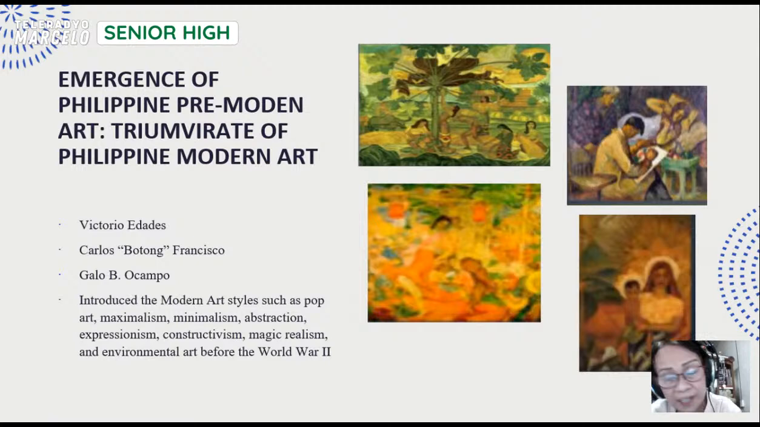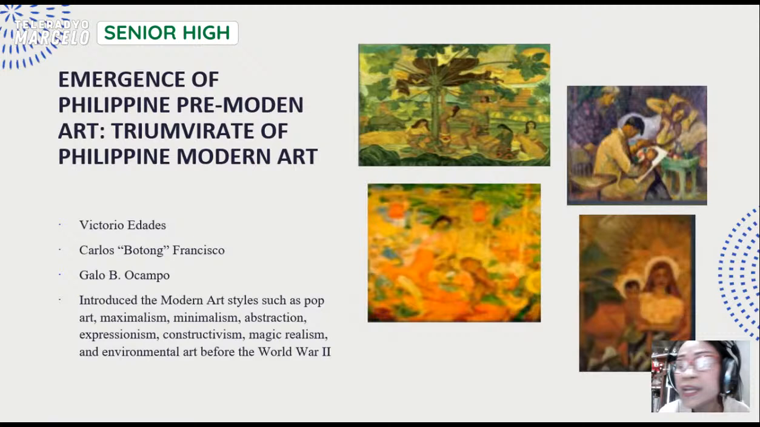So the expressionism. And constructivism is a style or movement originated in Russia in the 1920s. So yun po ang constructivism. And in constructivism, kung i-apply natin sa academe, education, it is more on the learner-centered rather than the teacher-centered. That's constructivism. And we have the magic realism, of course.